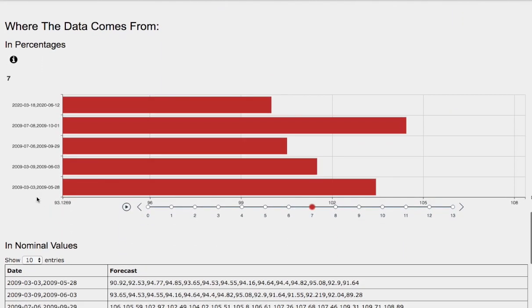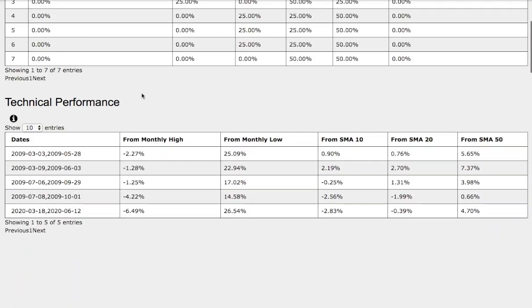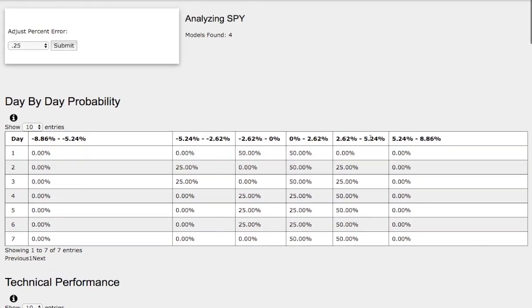The model that we just examined was back from July 8th to October 1st, 2009. Back then, the S&P 500 was up around 4.4%. If we head back to the day-by-day probability model that coincides with this standard deviation, there is a 50% chance between 2.6% to 5.2% in the coming days.